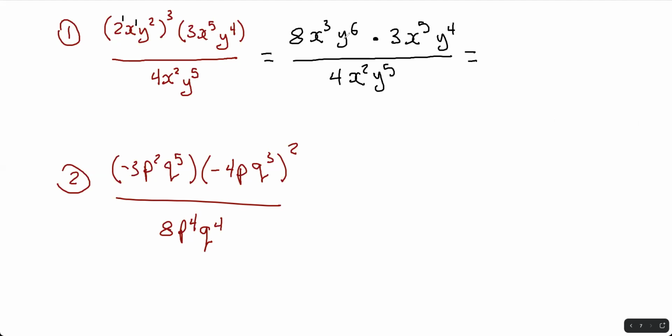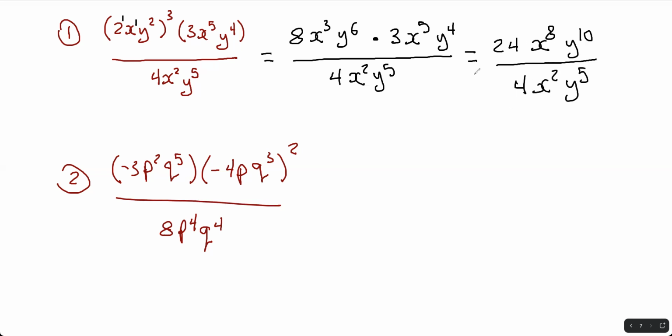Now after that, I multiply these. So 8 times 3 is 24. X cubed times x to the 5 is x to the 8. Y to the 6 times y to the 4 is y to the 10. All over 4x squared y to the 5.